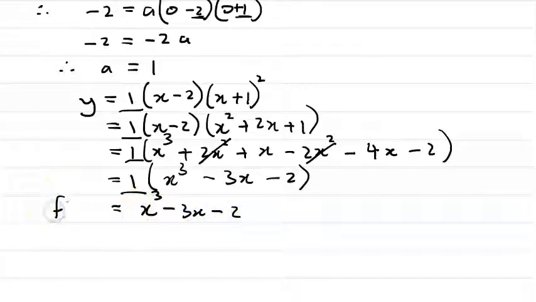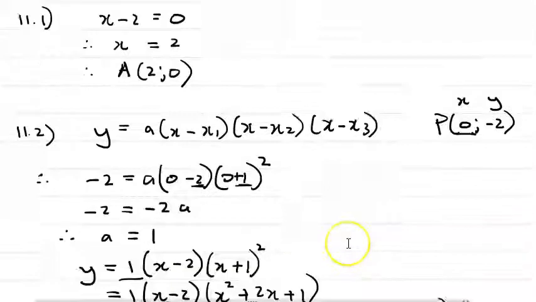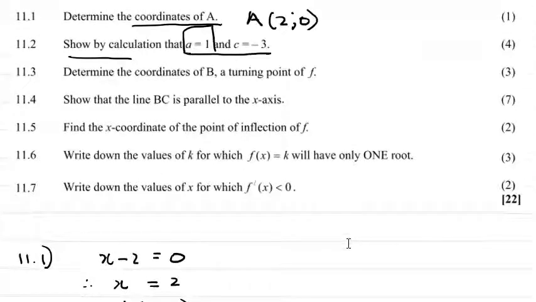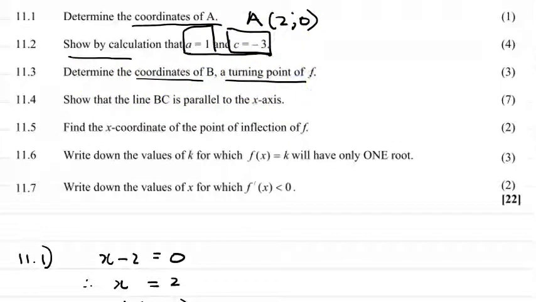So the function now is f of x equals x cubed minus 3x minus 2. Therefore, a equals 1 and c equals minus 3. Let's check that out. Right, a is 1 and c is minus 3. There you go. All right. Determine the coordinates of B, the turning point of f.